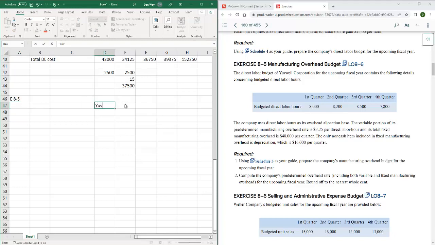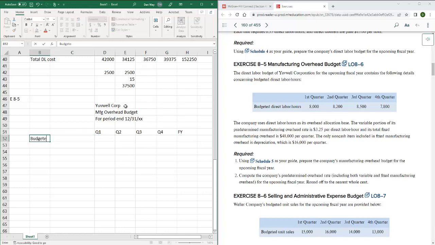So this is UVL Corp. This is our manufacturing overhead budget, and this is for period end 12/31 whatever year. So again, we're looking quarter by quarter, and then we'll also look at the full year or the total.